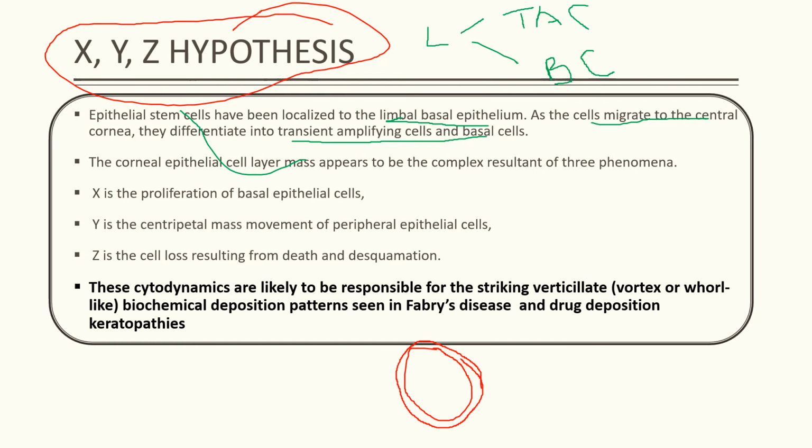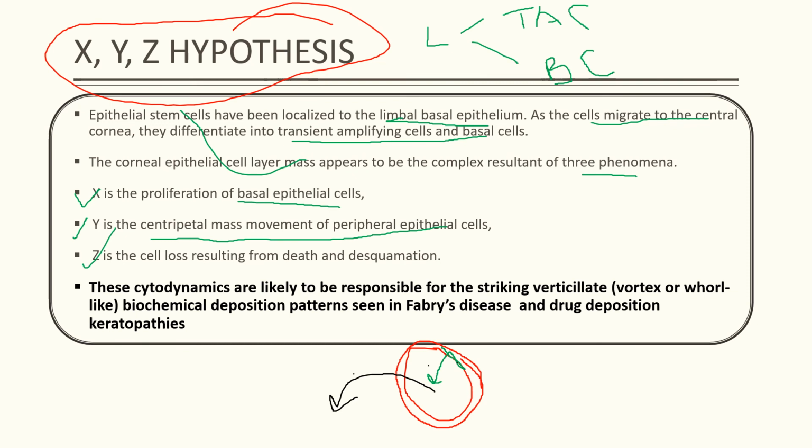So the corneal epithelial cell mass is a complex result of three phenomena. What are these three phenomena? First is the X, which is the proliferation of basal epithelial cells. Then Y, which is the centripetal mass movement of the peripheral epithelial cells. Here they are proliferating, and then they are moving centrally. Then the Z phenomenon, which is the loss or the death. So this is X, this is Y, and this is Z, which is the central loss resulting from the death and desquamation.